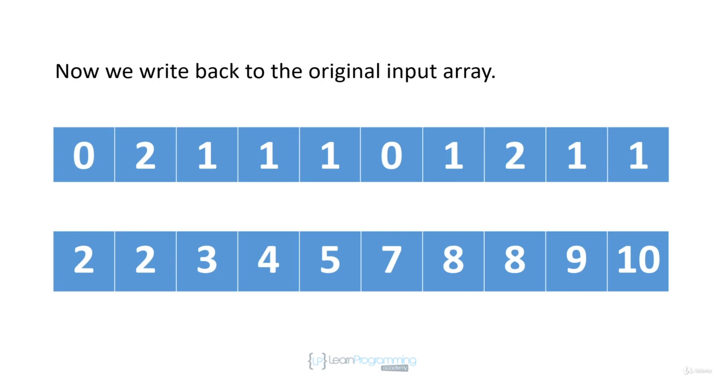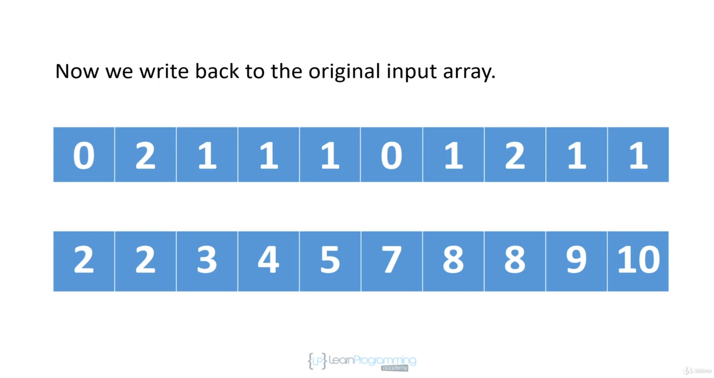traverse the counting array and we would say, okay, so there's 0 ones, and so we don't have to do anything. We just move to the next position in the counting array. Okay, there's 2 2s, and so at this point we're going to write 2 2s into the input array. And then there's 1 3, so we'll write 1 3 to the input array. There's 1 4, so we'll write 1 4 to the input array. There's 1 5, so we'll write 1 5 to the input array.